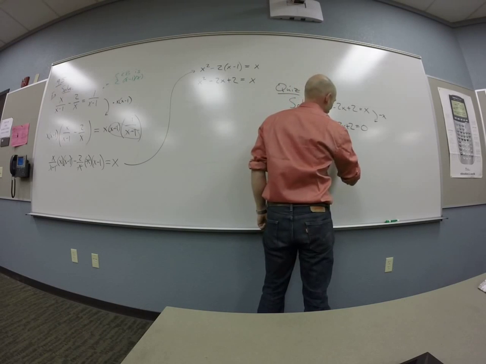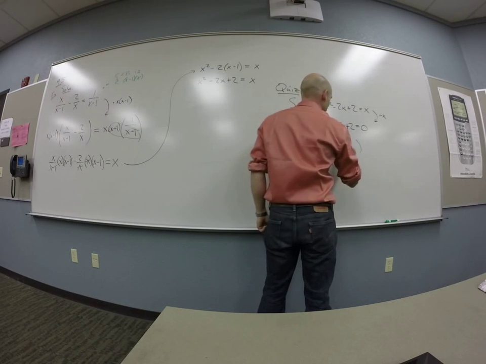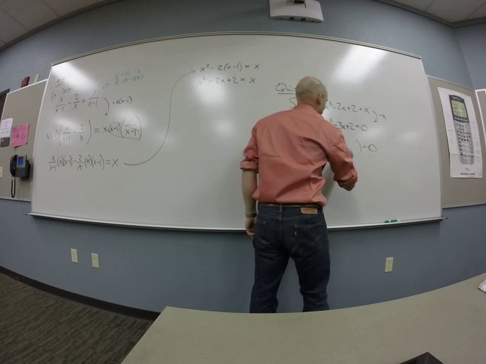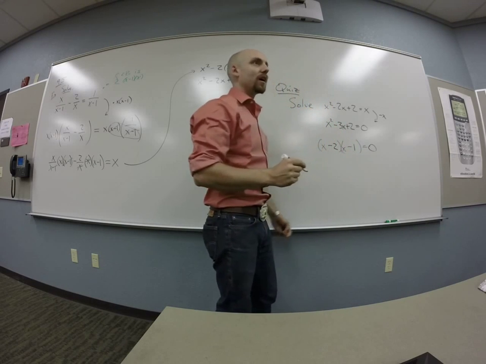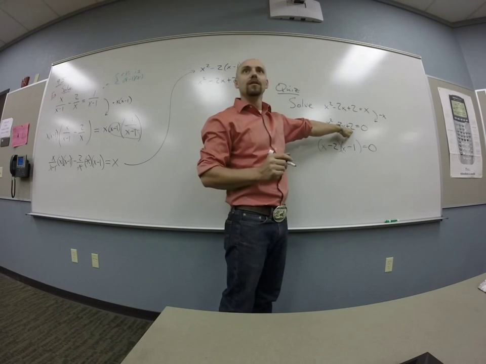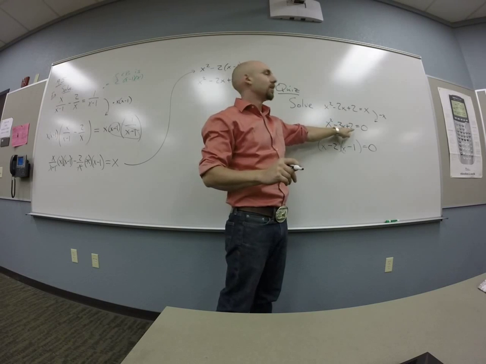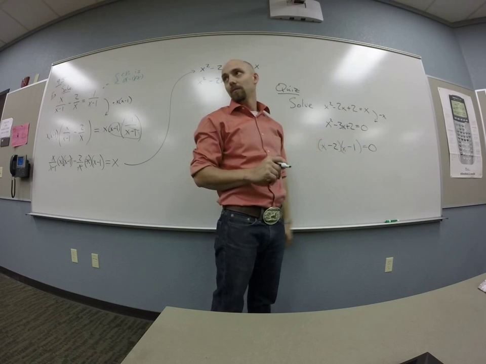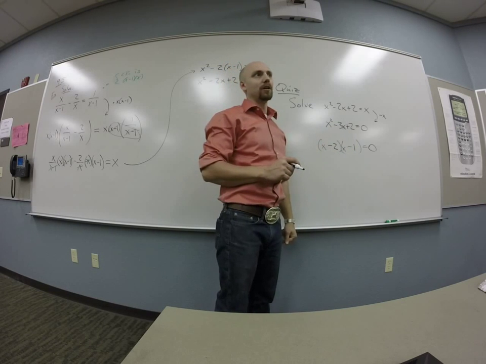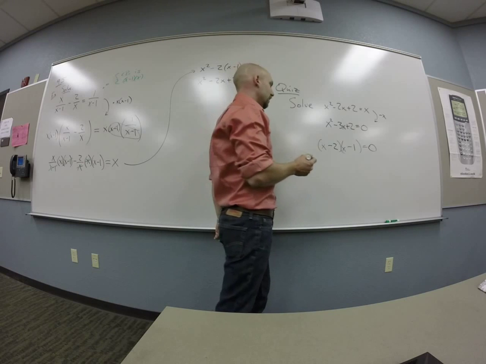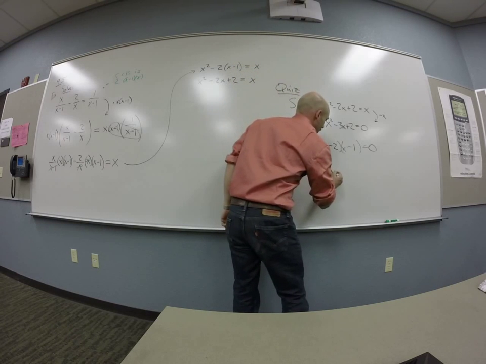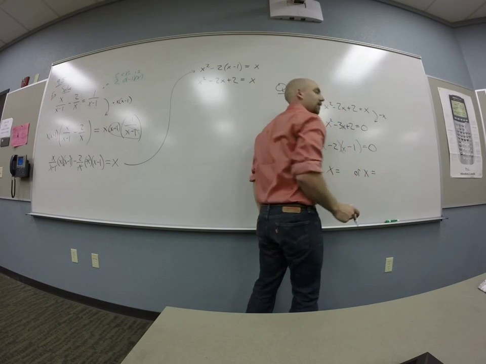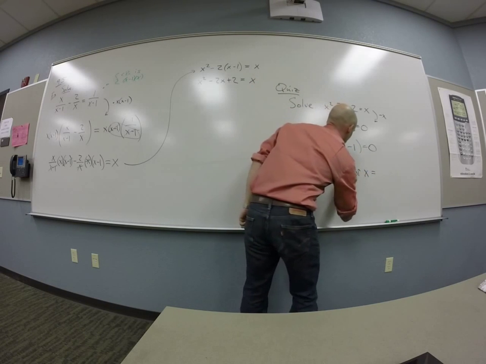So what do you get when you factor this thing? Minus 2, minus 1, right? I need numbers that multiply to 2. That sounds like 2 and 1. And add to minus 3, so they're minus and minus. So this tells me that my 2 solutions are x is 2 or x is 1.